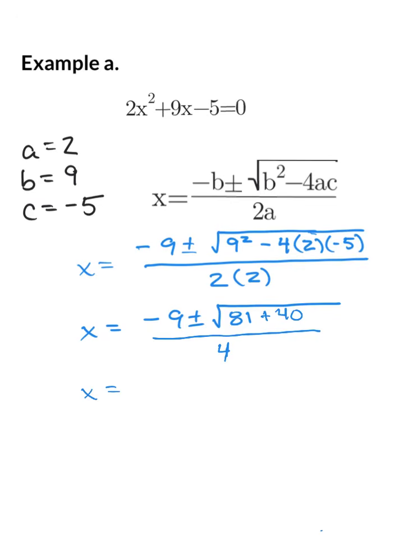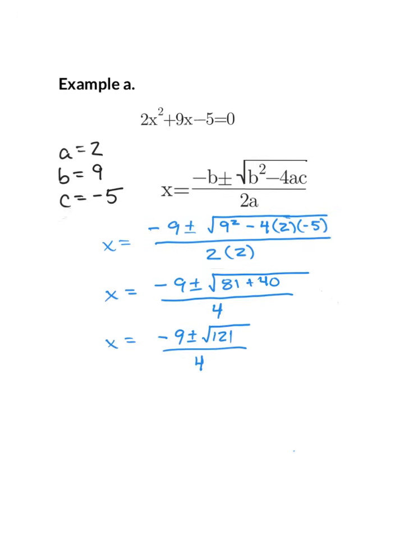We can finish simplifying inside the square root. 81 plus 40 is 121, over 4. 121 is a perfect square, so we can simplify the square root completely. We get negative 9 plus or minus 11, over 4.